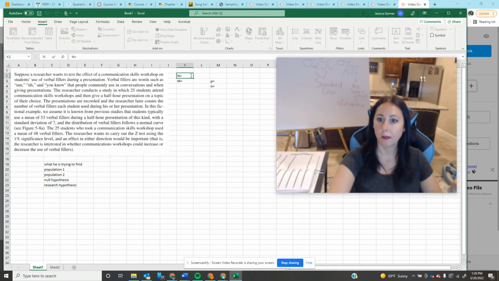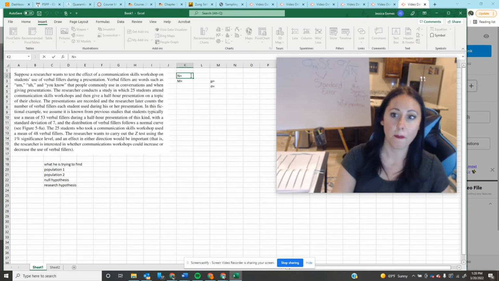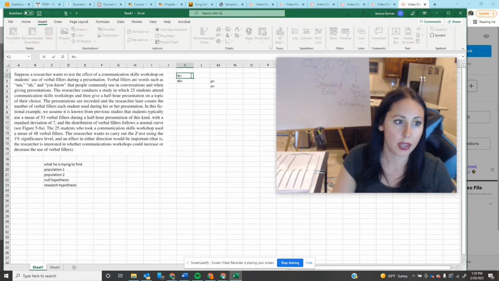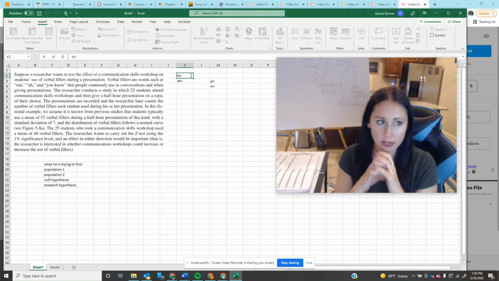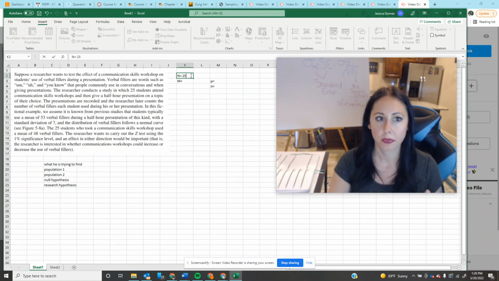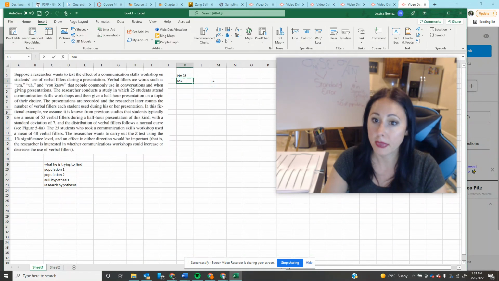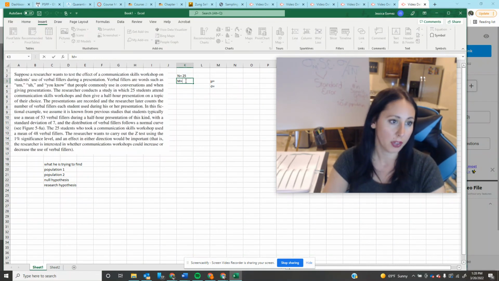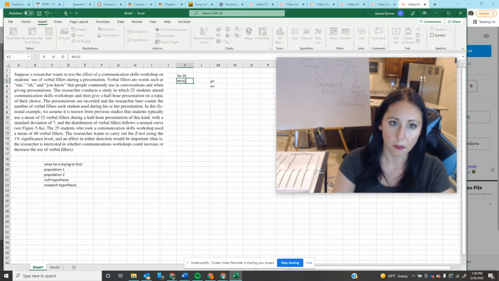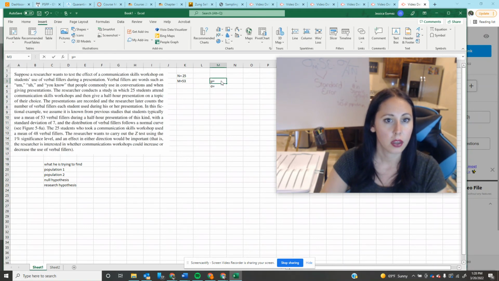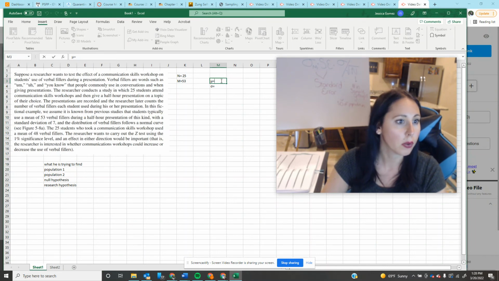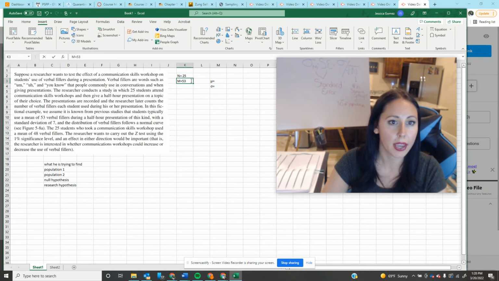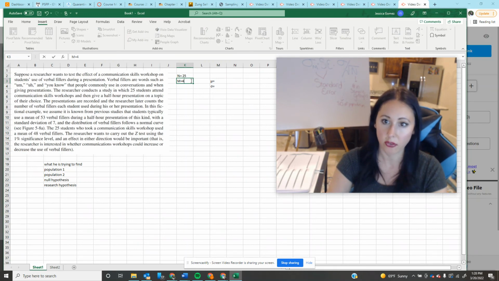So what is our N? Remember, the N is the number of students that we're examining here. So our number of our group that we're doing, our sample size in our group, is 25. Their M, their mean, their number of filler words is 48. Our special sample we're interested in is 48.